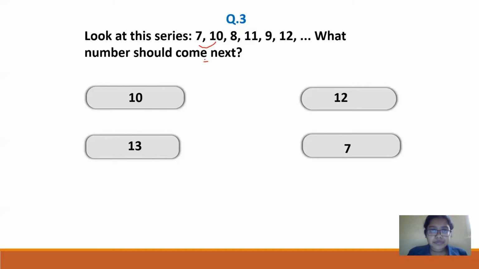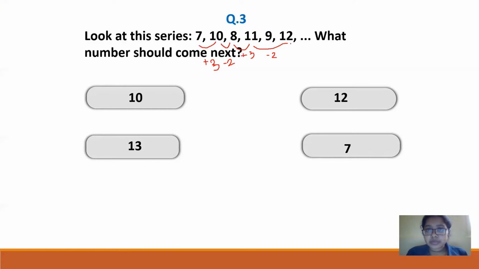So if I add 3 to 7, I will get 10. Similarly, if I subtract 2 from 10, I will get 8. In a similar way, if I do plus 3 to 8, I will get 11. If I do minus 2 from 11, I will get 9, right? So in that way, the sequence is working. So what will be the next answer?